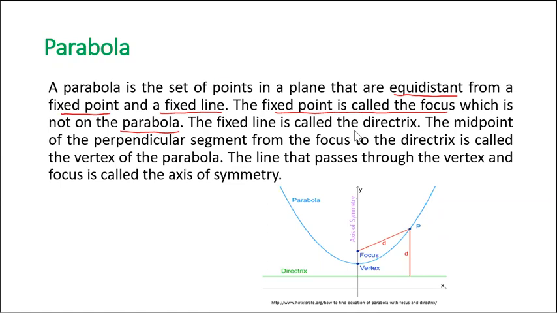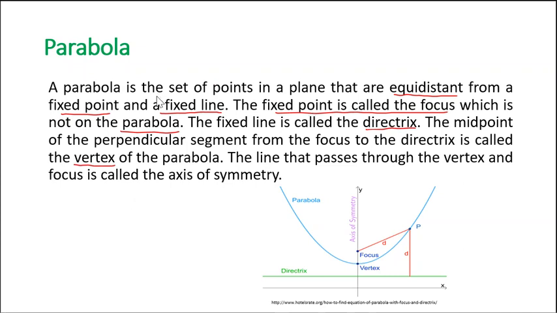The fixed line is called the directrix. The midpoint of the perpendicular segment from the focus to the directrix is called the vertex of the parabola. And the line that passes through the vertex and the focus is called the axis of symmetry.